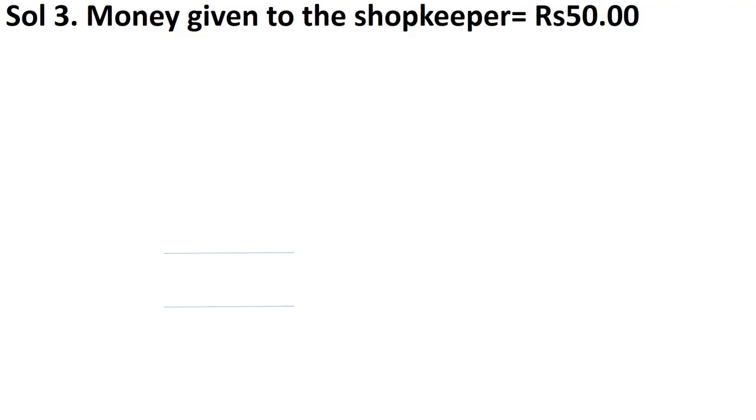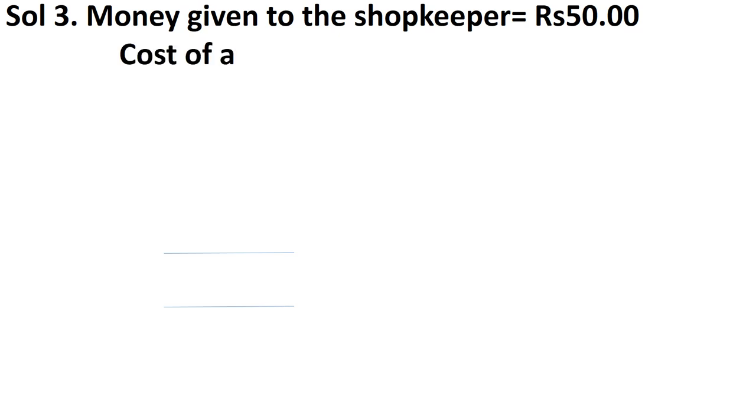Now next I have given you, this is question number 3. Raju bought a book for rupees 35.65. He gave rupees 50 to the shopkeeper. How much money did he get back from the shopkeeper? Money given to the shopkeeper rupees 50. So how we will write down rupees 50? 50.00, as no paise is there, so we can write down 00.